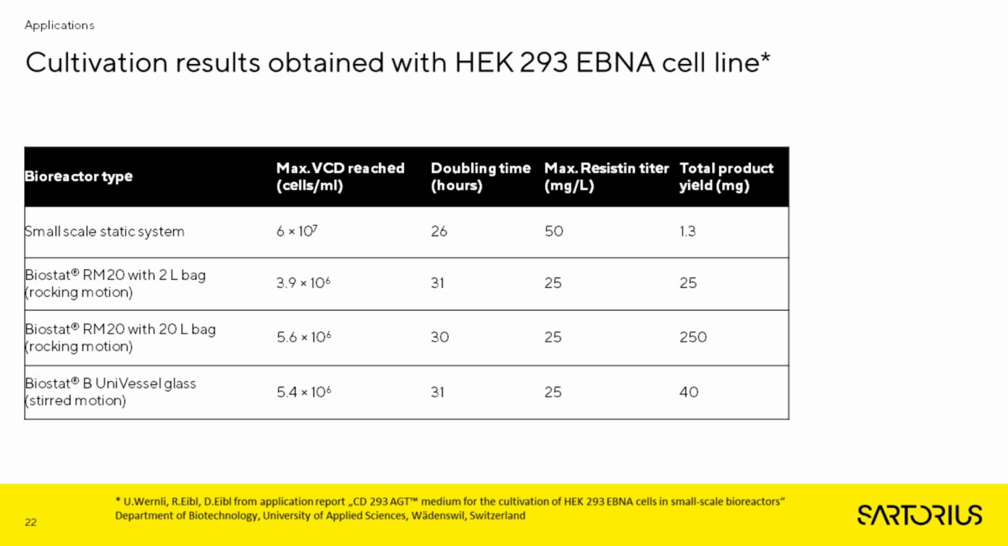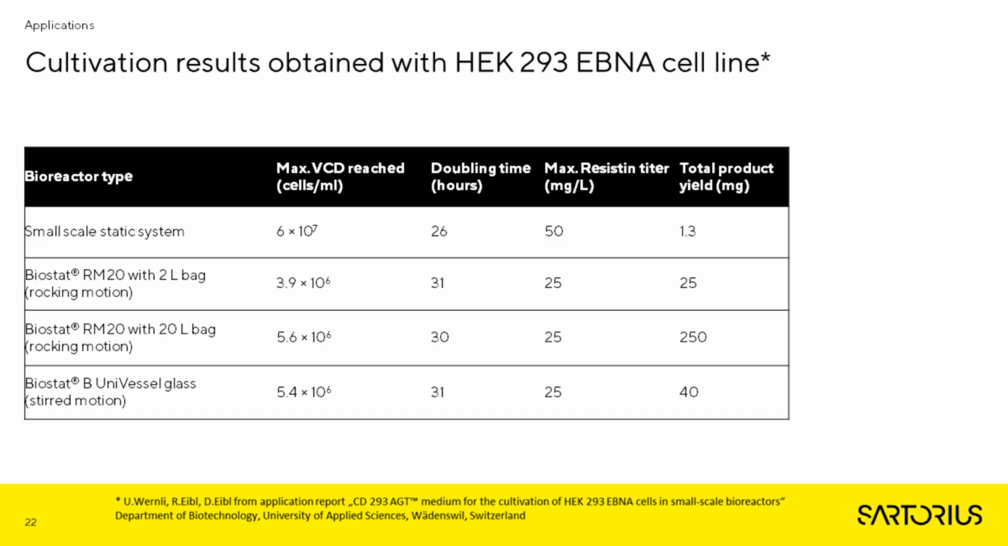So here, what you can see is the cultivation results obtained from Dr. Eibel. It is published in an application report for HEK 293 cell lines. And you see here a static system, small scale shake flask, but then the two middle sections, Biostat RM 20, that's rocking motion. And in the last line, Biostat B universal glass, that's a stirred motion bioreactor. And what you can see here is that the viable cell density reached is at very similar levels. Also, the doubling time is similar or even the same, no matter if you use rocking motion technology or stirred motion technology, and even the maximum product titer is the same.